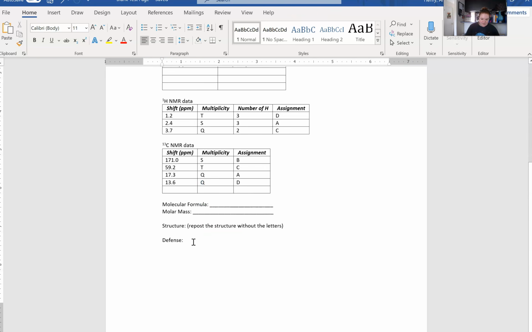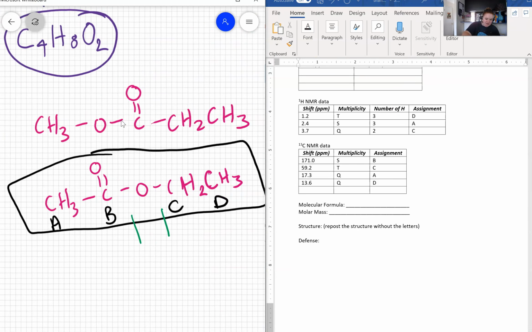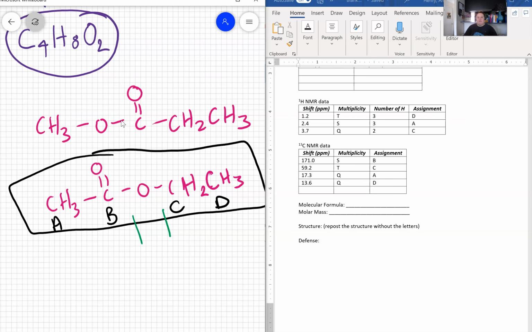this one has an ester in it. So I'm going to go back so I can see the structure here as I write my defense. I'm just going to do bullet points here to give you an idea of what I would expect. So we could say that we know that it had an ethyl because of the triplet and quartet pattern in the NMR.